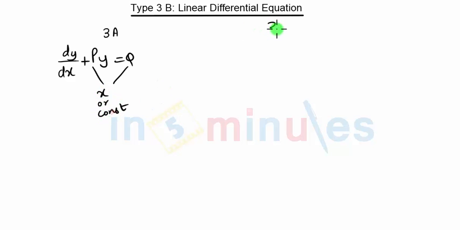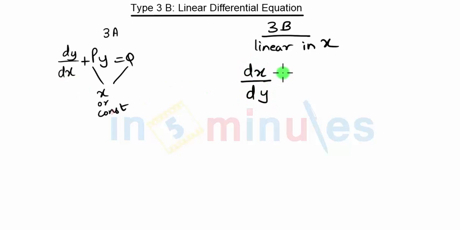In this video we are going to see type 3B of linear differential equation. So in type 3A we saw that the equation is linear in y. P and Q are functions of x or they are a constant. But in type 3B our equation will be linear in x, that is instead of dy here will be dx, and instead of dx here will be dy, plus P and Q will have the same position, but instead of y here we will have x, and here P and Q are functions of y or constant.